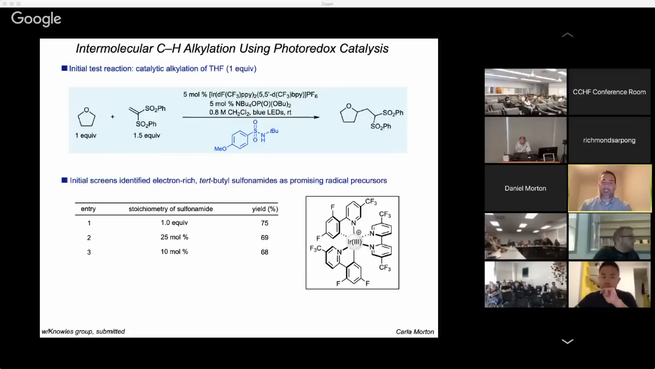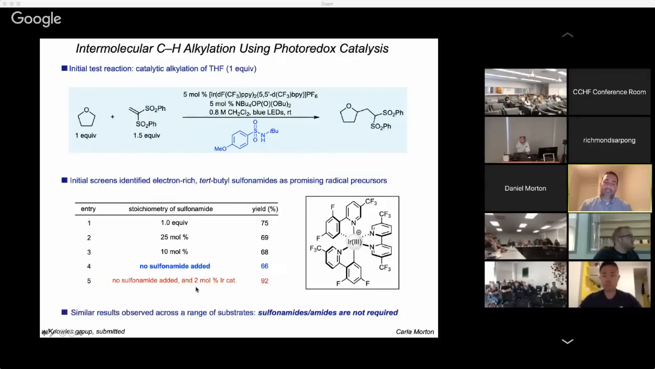Take the sulfonamide away, and you still get plenty of product. So it's pretty clear the sulfonamide's not doing anything in the reaction. And actually, if you lower the amount of iridium, the yield goes up even further. So the bottom line here is that the sulfonamide isn't doing anything in the reaction.